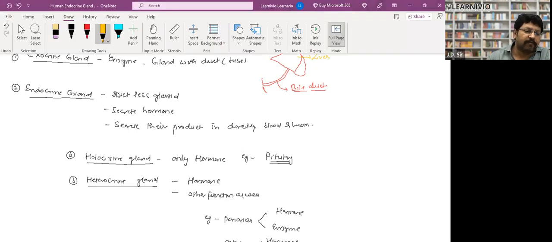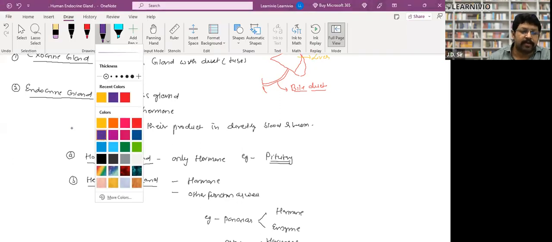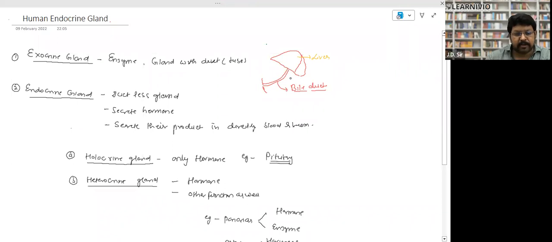Because liver has a pipe. This pipe is called bile duct. Means bile pipe. Bile duct directly secretes its secretion into the small intestine, right? It secretes its secretion, basically the enzyme, through the duct only. So that's why we call them the gland with the duct, right? So these are the exocrine.